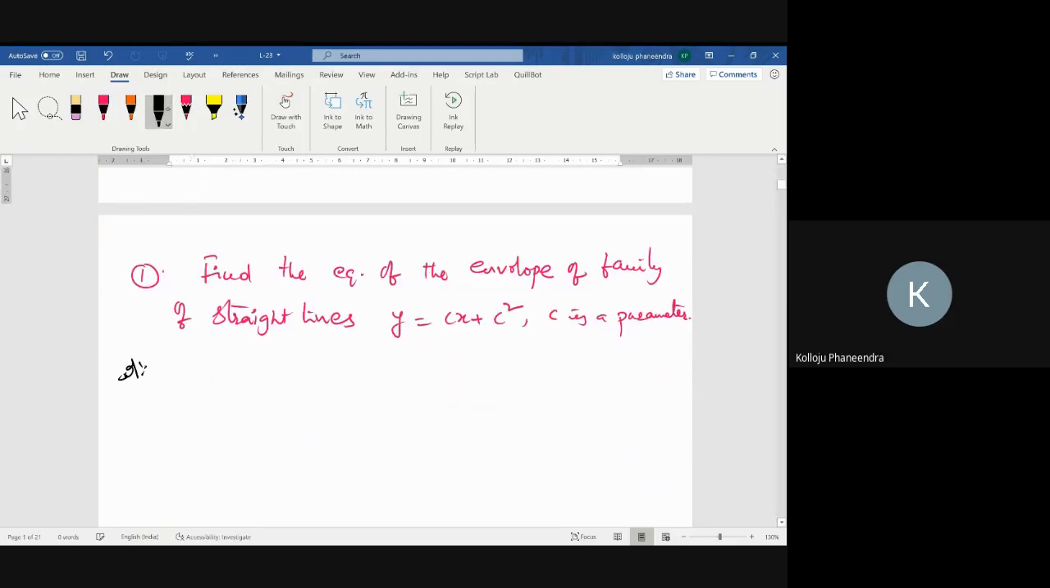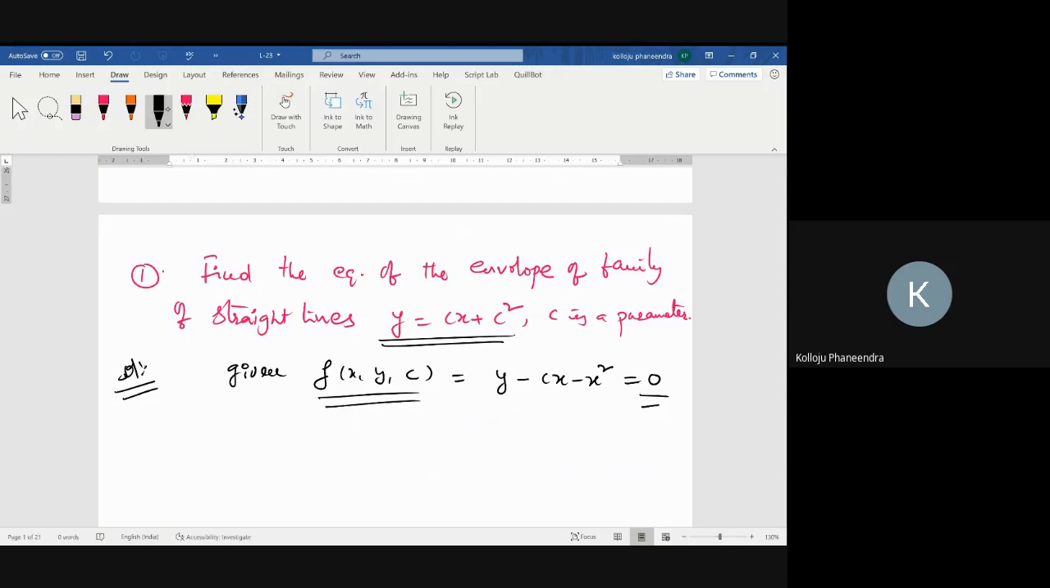Solution. First, what is the given family? Given f of x comma y comma alpha, in place of alpha c is here, right? So this is y minus cx minus c square equal to zero. The equation of the family of curves is f of x comma y comma c equal to zero. So from the given equation, make it equal to zero and let it be f of x comma y comma c. So one equation is f of x comma y comma c equal to zero.